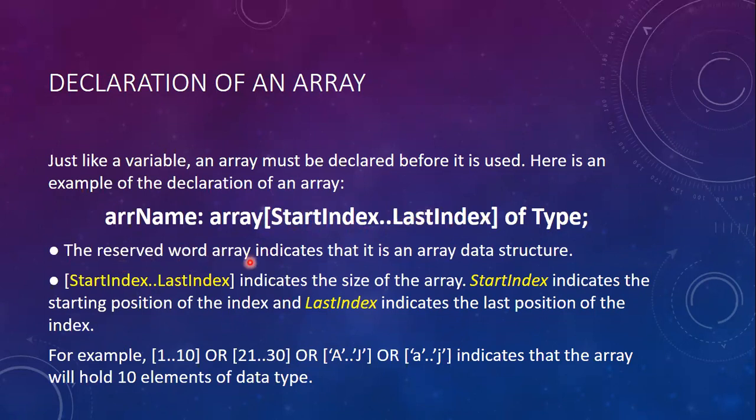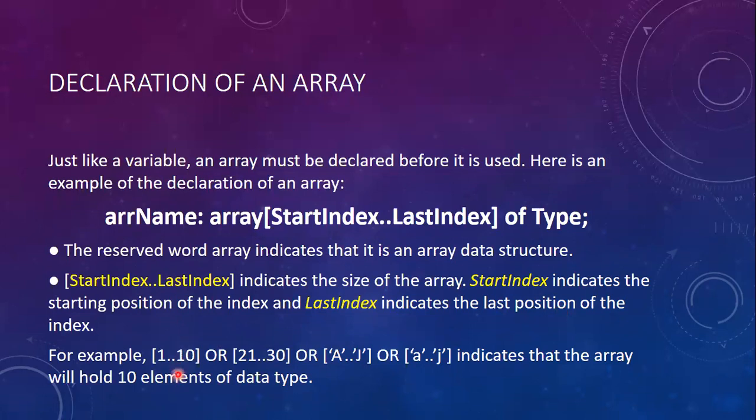So the reserved word array indicates that it is an array data structure. So remember when we did text files and you had to declare that it was a text file. So here you've got your start index and your last index. This indicates the size of the array. Your start index indicates the starting position of the index, and the last index indicates the last position. Okay, that's not too difficult to understand.